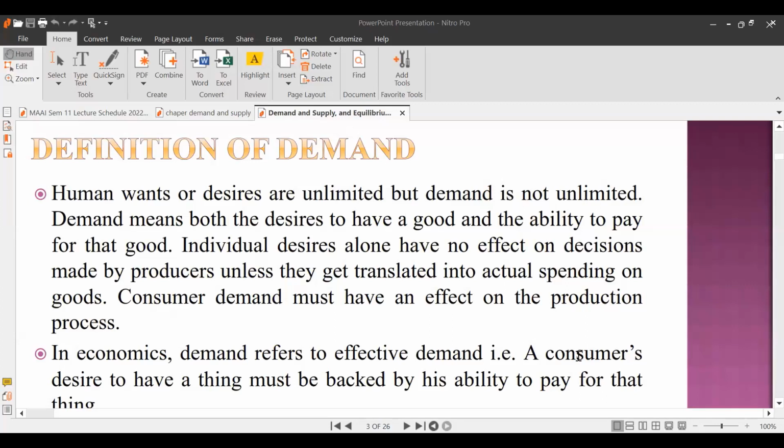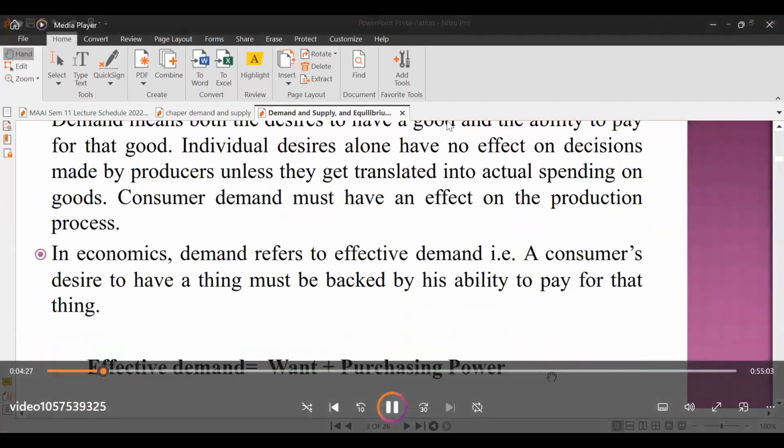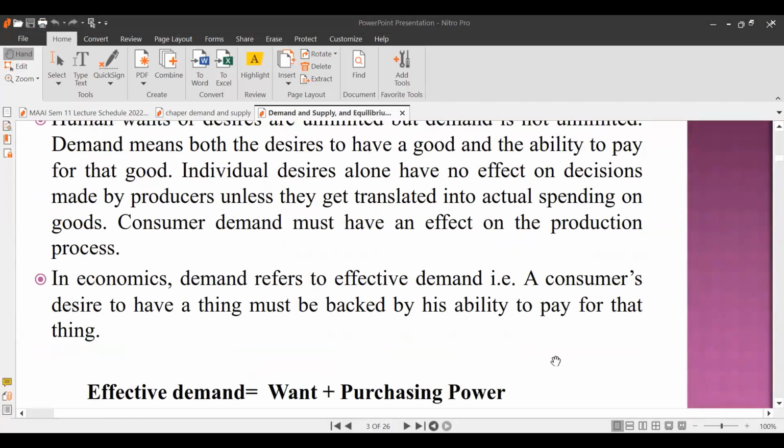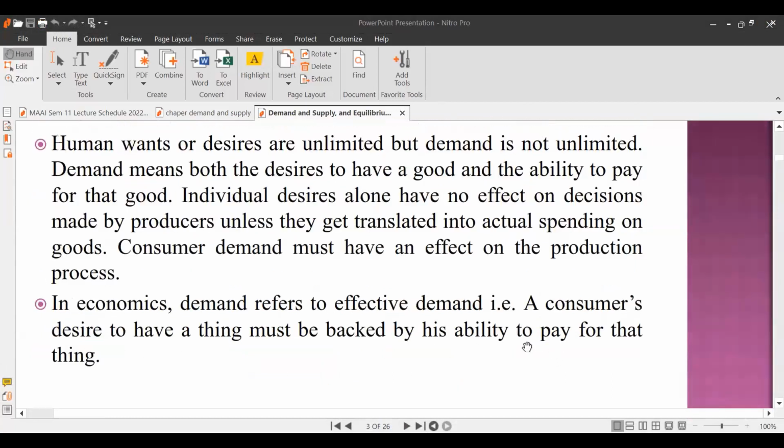So here, as usual, if we consider the definition of effective demand, there should be two things compulsory that we have to complete to be effective demand. That means the want and purchasing power. You know that the consumers are the demanders, right? Consumers are the demanders, and individual desires only. Individual desires for so many goods and services.